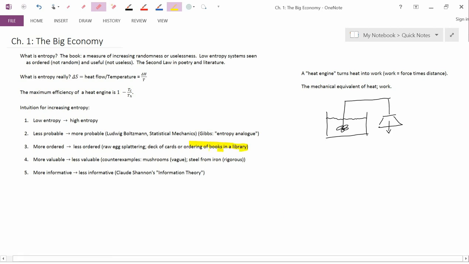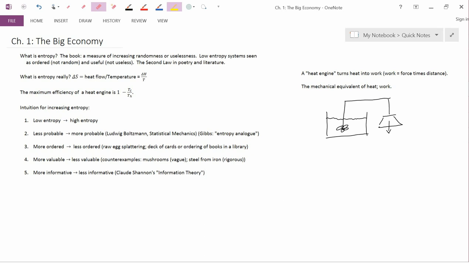If you look at the ordering of books in a library, the first day the library is open, all the books are in really nice call number order because the librarians put them that way. But then as people use the books and they get shelved, and sometimes erroneously shelved, they get out of order. So these are all examples which lead people to think that the natural direction of time is from more ordered to less ordered, and since entropy also goes from less entropy to more entropy, then maybe entropy and order mean the same thing.